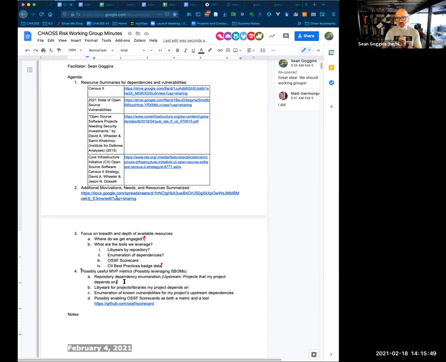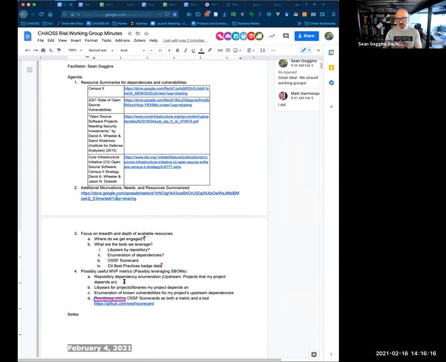I see a progression from A to B to C. So simply enumerating the dependencies is a step, and then counting the libyears for a project's upstream dependencies is sort of a second step that builds on the first one. And enumerating known vulnerabilities for those dependencies might be a third step. So maybe they are three different metrics, but they build on each other.